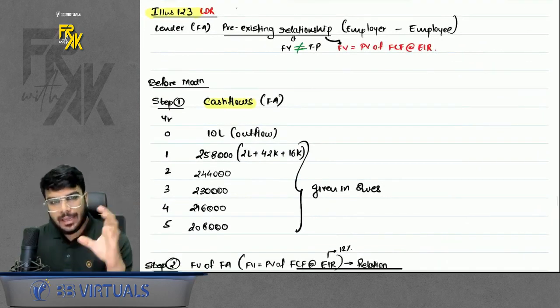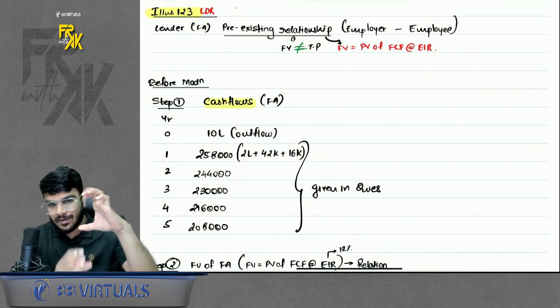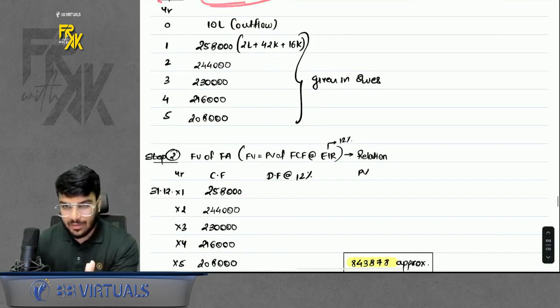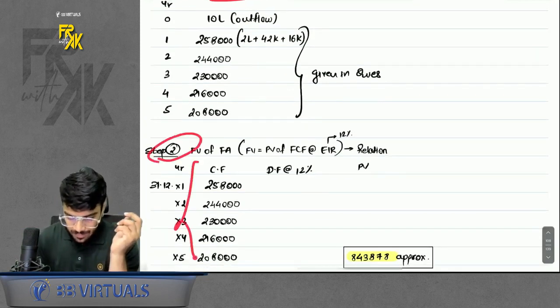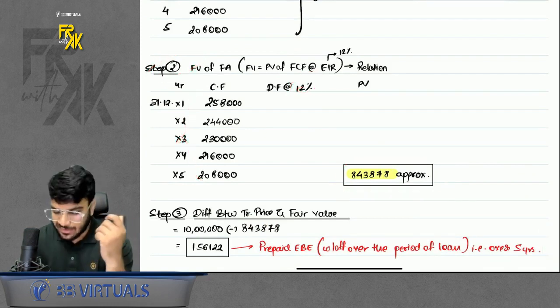First, for this modification also, divide the question into 2 parts. One is before modification, one is after modification. First, what will happen before modification? Step number 1, find the cash flows, already given in the question. Step number 2, find the fair value. Okay, EIR is given. You will compute the fair value. Why compute? Because there is a relationship.